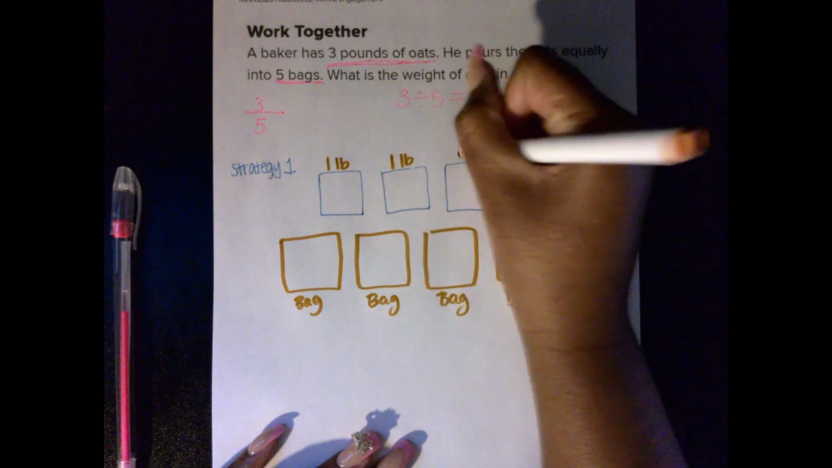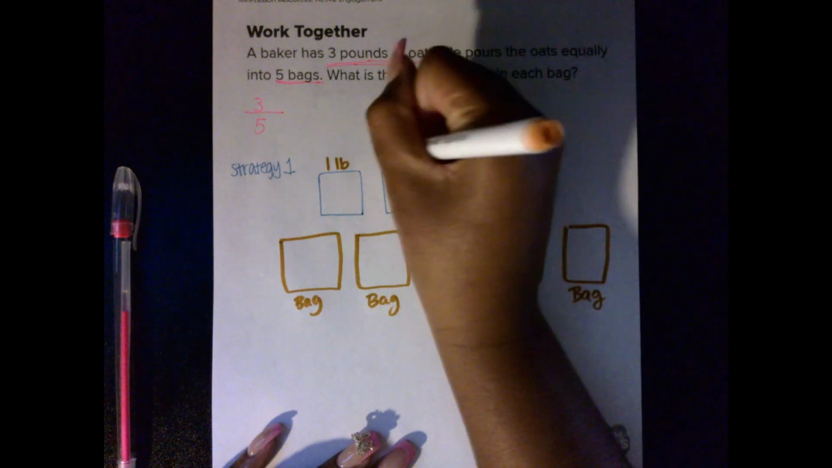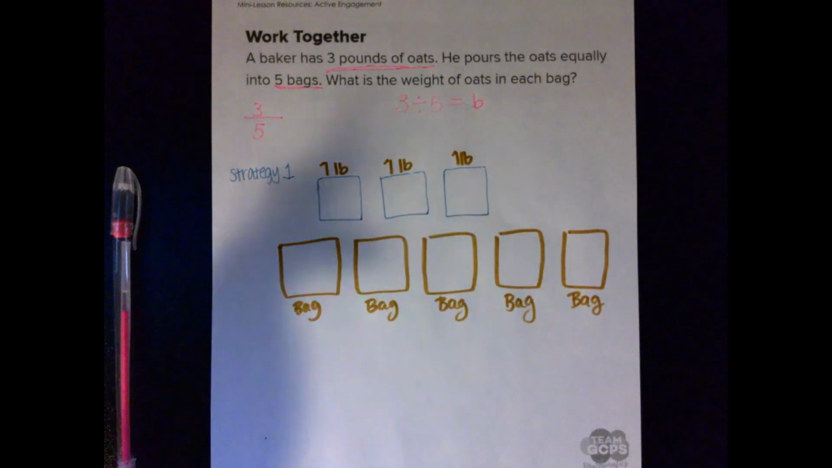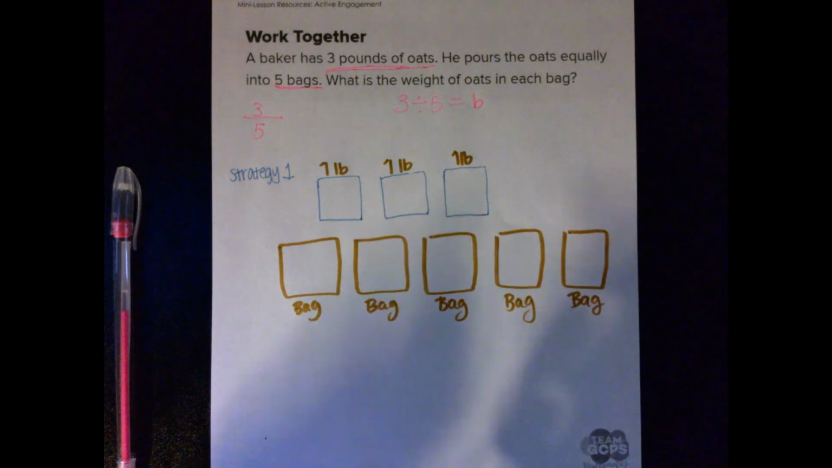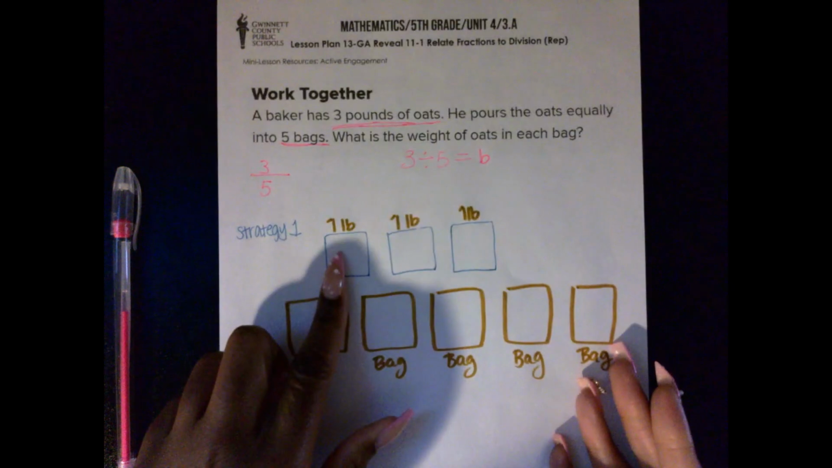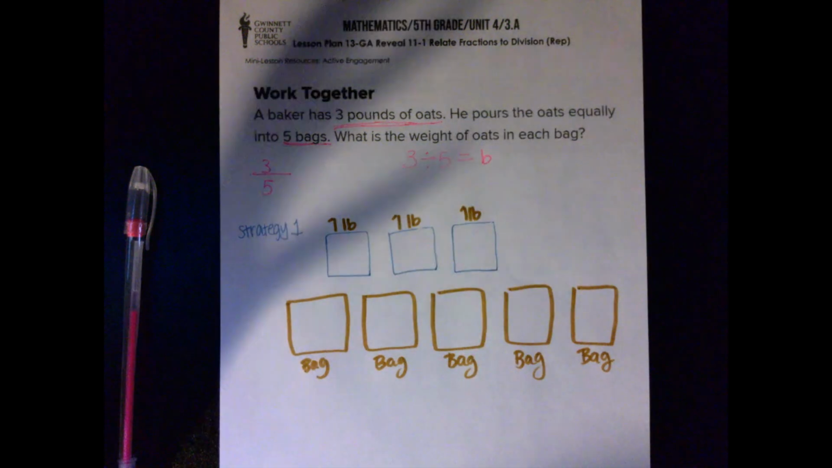And LB stands for pounds. You didn't know. Okay, so I don't have enough to just give each bag a pound. But I know I have 5 bags, so I can partition my pounds of oats into fifths.